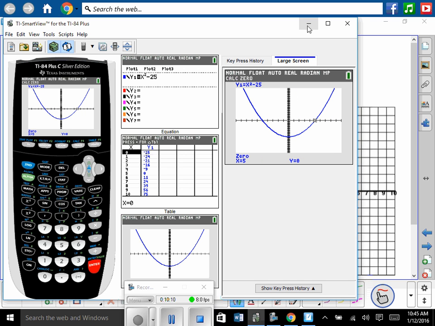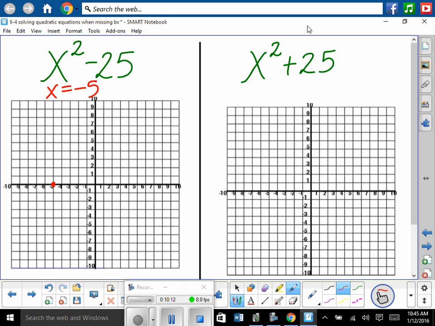So I'd use my calculator to make sure. So I get x is equal to 5. So it crosses at 5. So for right now, a rough sketch is okay. You're not even sketching. I'm just showing you. So you all understand how to find the zeros, right? But now, let's graph this one, x squared plus 25.